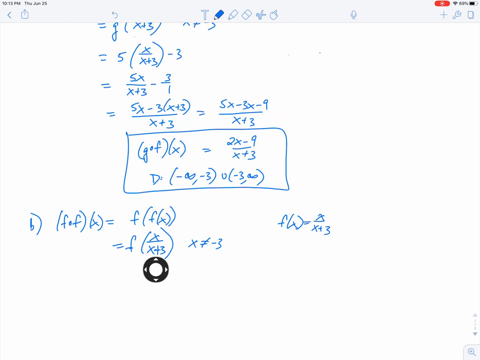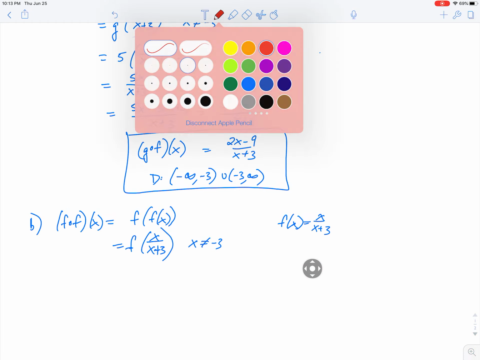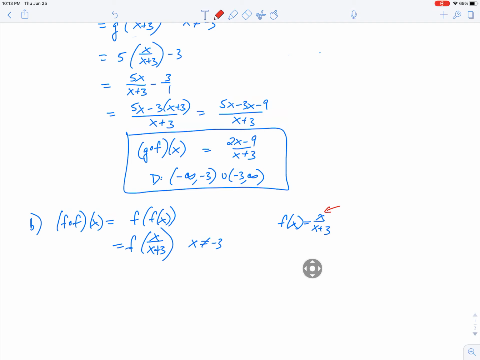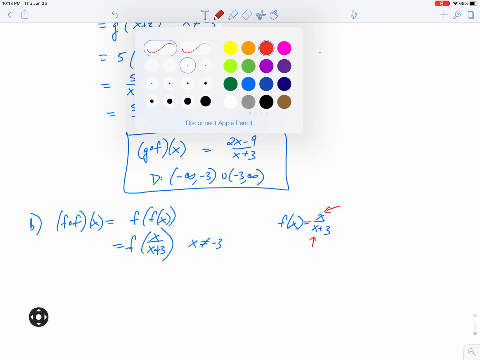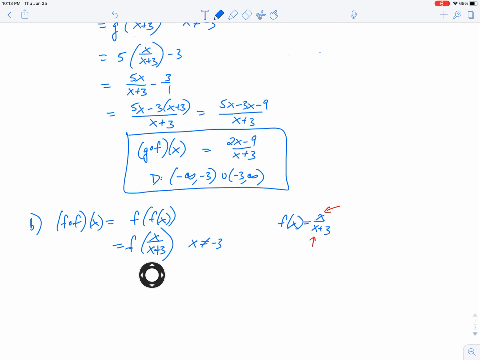Now what we're doing is we're taking x over x plus 3 and we're plugging that into f. So f is this expression over here, this function over here. So instead of plugging in x, we're plugging in x over x plus 3. Let me do it in red here. So right here, I'm going to plug in an x over x plus 3, and right there, I'm going to plug in an x over x plus 3, because I'm plugging that into f.